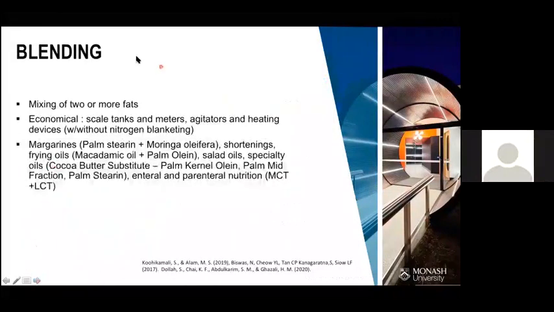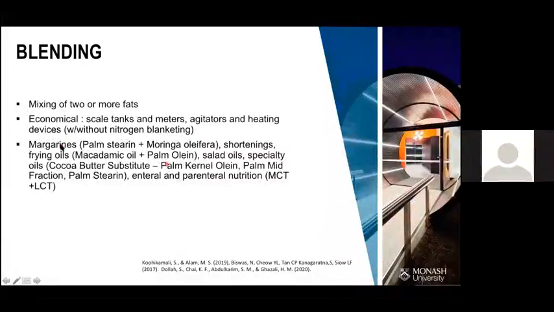And blending is another method of modification. Basically, it's just mixing two or more different types of vegetable oils together. Among all the types of modifications, this is considered the most economical way of modifying your oil, because we only need a steel tank, a meter, an agitator, and also the heating devices to heat up our oil in the presence or absence of nitrogen to prevent oxidation of the oil.